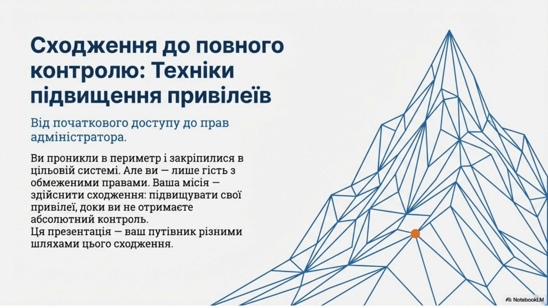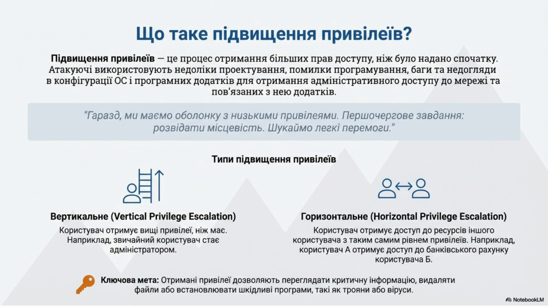This video explores the journey to absolute control, privilege escalation techniques. We will discuss methods to move from initial limited access to administrator rights on a target system. Privilege escalation is the process of gaining more access rights than initially granted. This often involves exploiting design flaws, programming errors, or configuration issues.